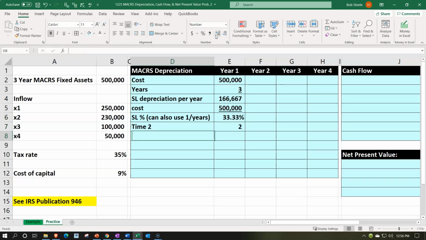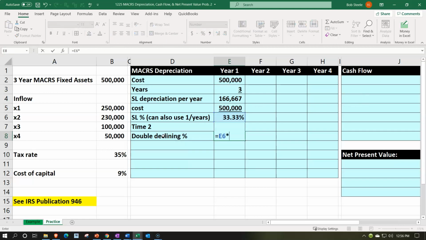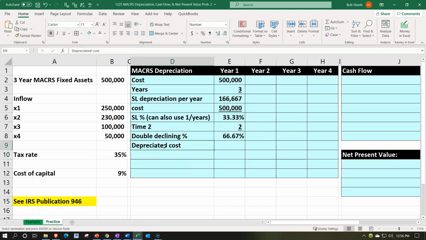So 2 times, because it's double declining, and that's going to give us our double declining method, sometimes referred to as capital D, DD method. This is going to be the 33.33 times 2, making that a percent, number group, percentifying, add a couple decimals. That's the percent we're going to use. Then I'm going to take the cost, which is going to be that 500,000 here. That's the depreciated cost or book value, as we'll see going forward.